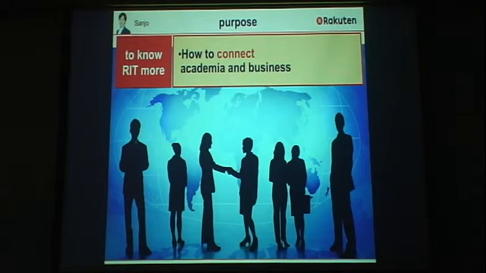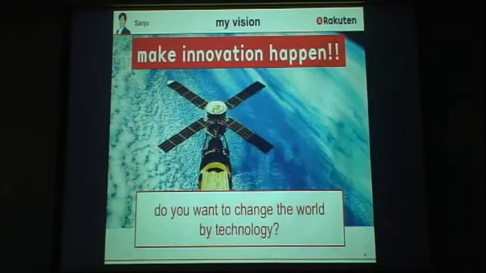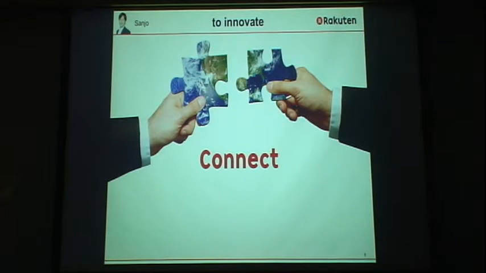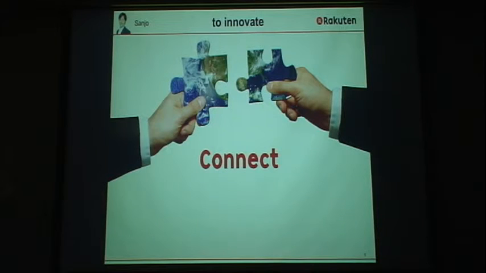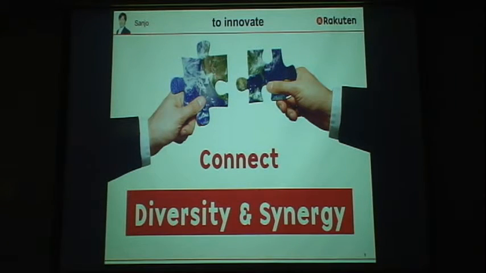Today, I aim to let you know our strategy to connect academia and business. So first, I'd like to share my vision. My vision is innovation. To make innovation happen, I want to change this world with cutting-edge technology, in particular IT. So Rakuten also changes the world so innovatively. To make innovation happen, our director Masahiro said we need to connect. Breaking it down, we came up with 2 points: diversity and synergy.